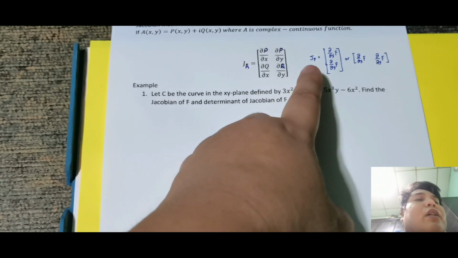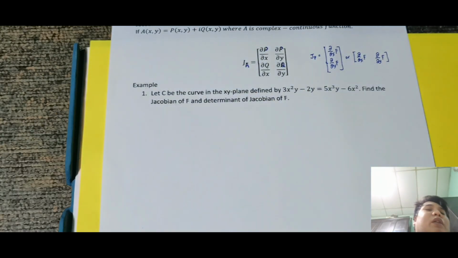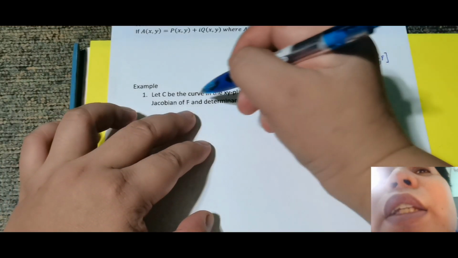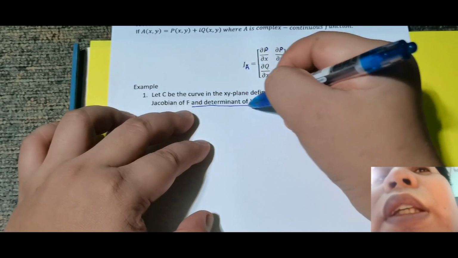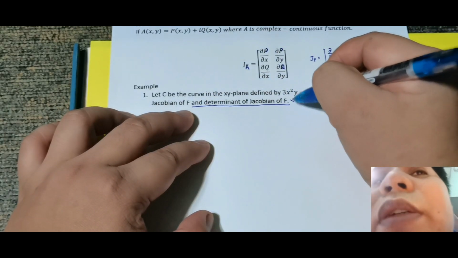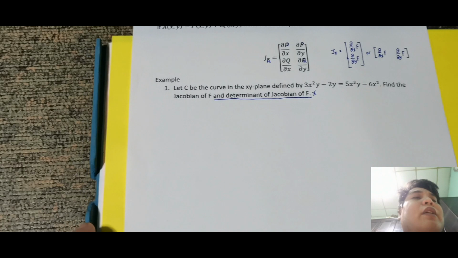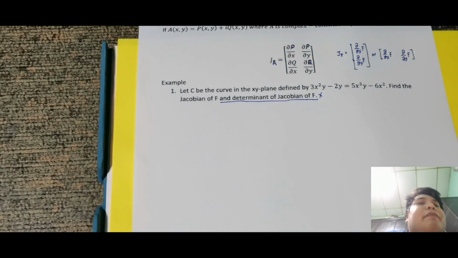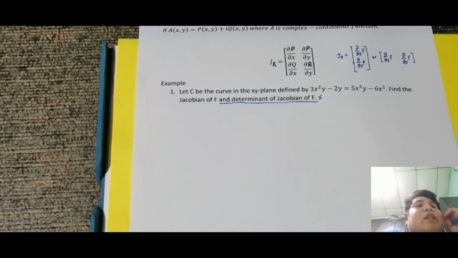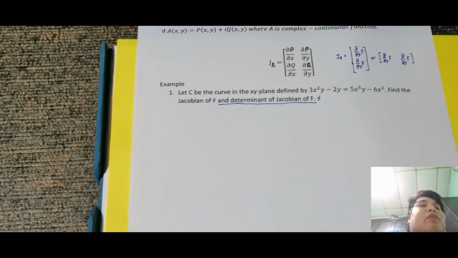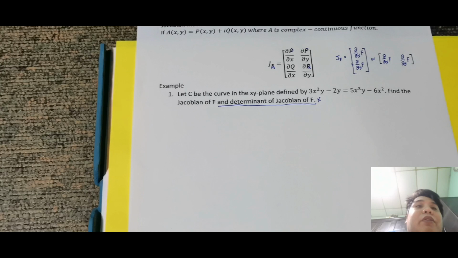So nangyari, si Jacobian of f is 2 by 1 or 1 by 2. So note that ang determinant is only applicable lang sa mga square matrix. Okay? So erase natin or x natin yung part na yan. This is not possible since aware tayo na yung Jacobian natin is magiging 2 by 1 or 1 by 2. So pili ka na lang kung anong gusto mo.